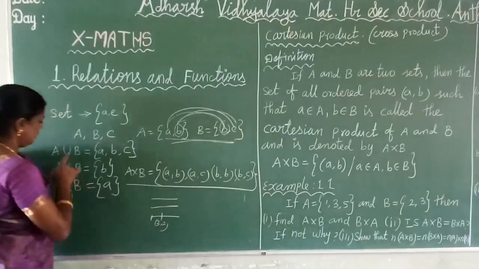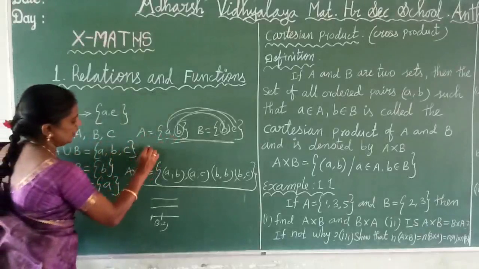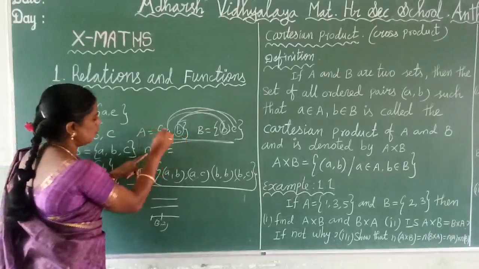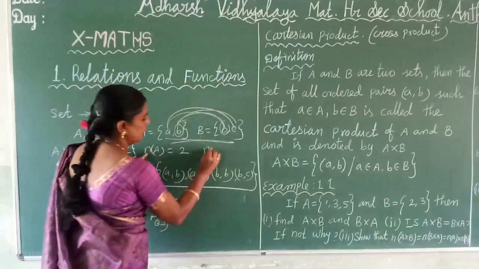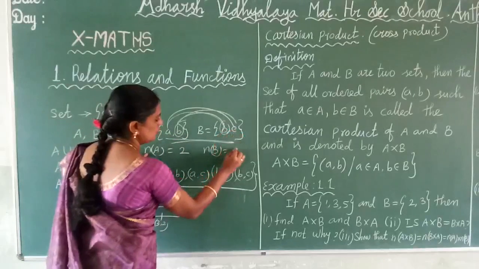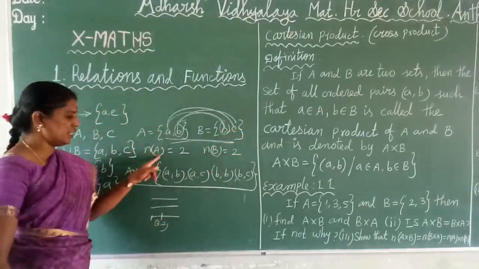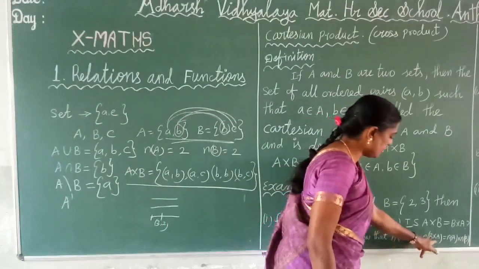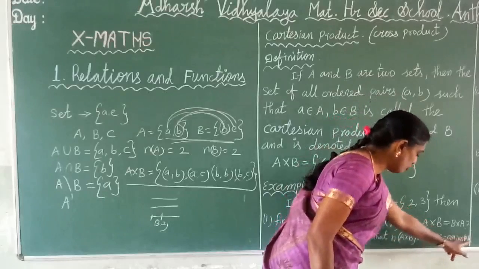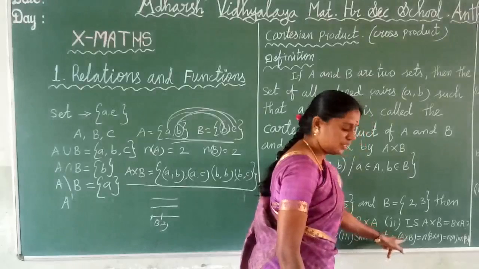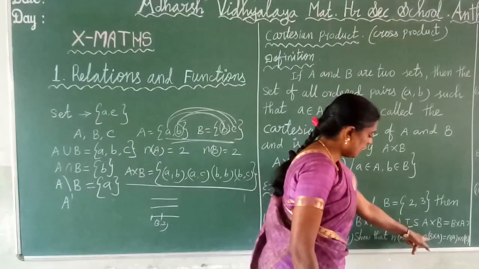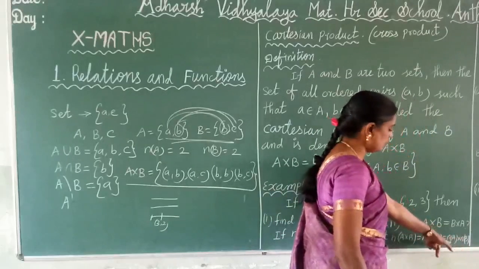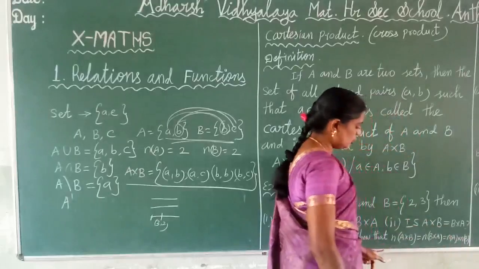Third, n of A cross B, where n means cardinality, the number of elements. Here A has only 2 elements, so n of B is 2. That is the cardinality of the set, represented as n of A. So n of A cross B equals n of B cross A, which is equal to n of A into n of B. First find A cross B and n of A cross B and n of B cross A. Then multiply the n of A answer and n of B answer, and we get the answer. Third, we want to check it.